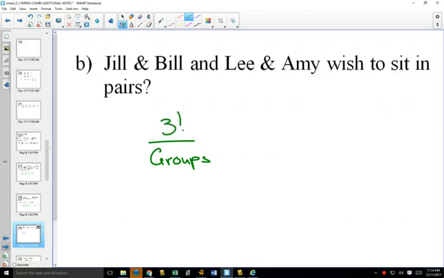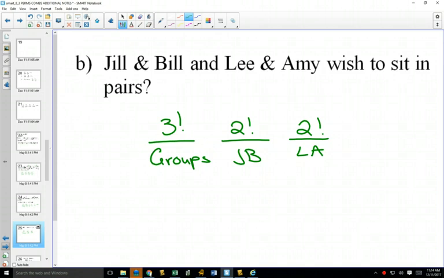So there's 3 groups, so then you have 3 ways of arranging them, right? 3 factorial ways of arranging them. Then there's still the Jill-Bill group that can be arranged Jill-Bill or Bill-Jill. And now there's the Lee-Amy group that can be arranged Lee-Amy or Amy-Lee. And you wouldn't have to write Tom down because it's just multiplying by 1. And so figuring this out, there will be 24 ways. Poor Tom.